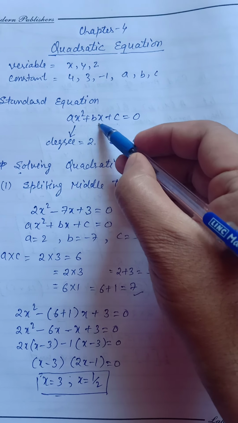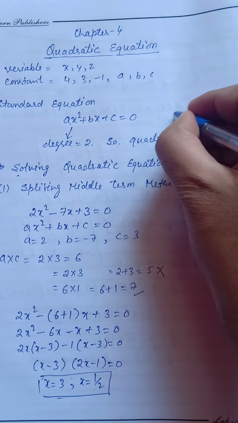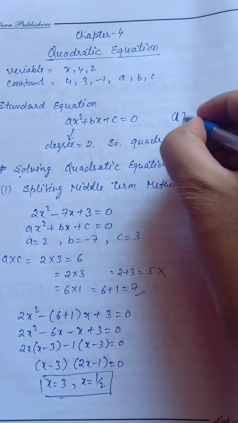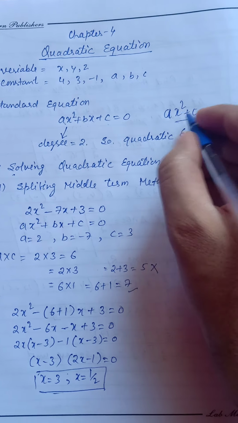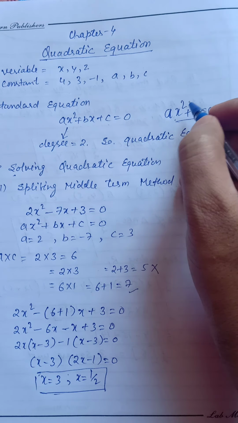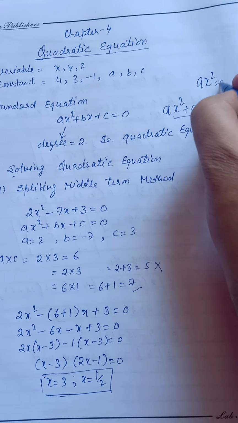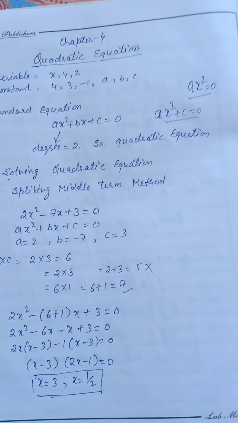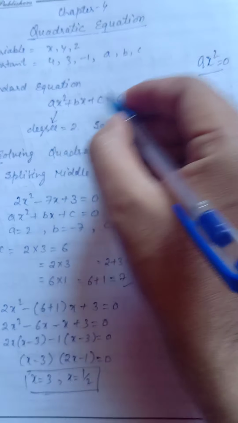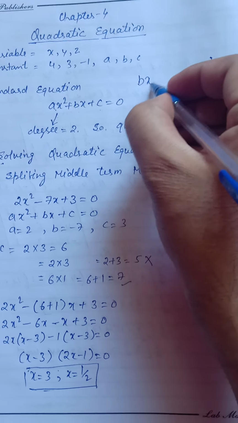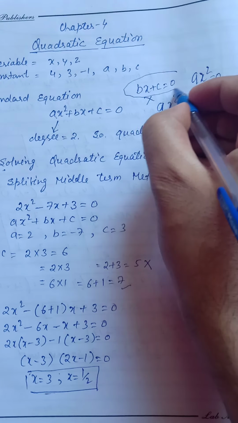If the bx term is missing, or you can say if we have just ax square plus c, then still it is a quadratic equation, since its degree is also 2. If we have only ax square is equal to 0, then it is also a quadratic equation. So if we don't have the ax square term, and we have only bx plus c, then this is not a quadratic equation. This becomes a linear equation.